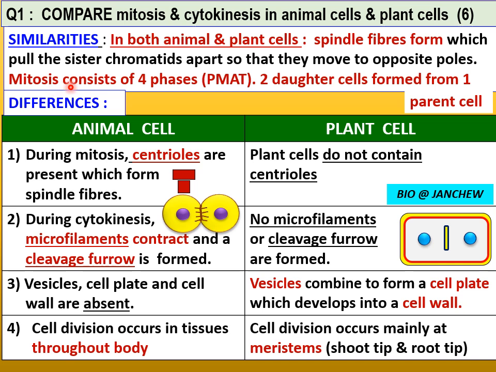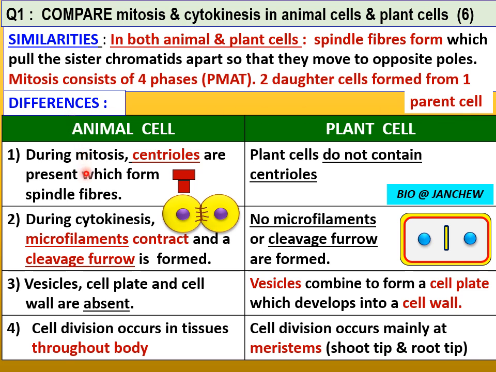Secondly, in mitosis, there are 4 phases: prophase, metaphase, anaphase, and telophase. Now here I didn't have enough space, so I just put PMAT, but in the exam, you have to spell out the 4 phases. So for both animal and plant cells, mitosis consists of the 4 phases. Now, 2 daughter cells are formed from one parent cell in mitosis, or in cell division in both animal and plant cells. Now let's look at the differences.